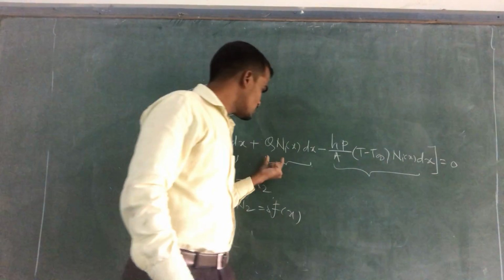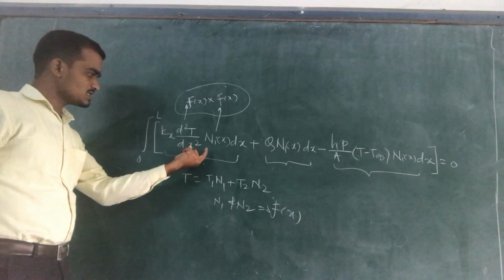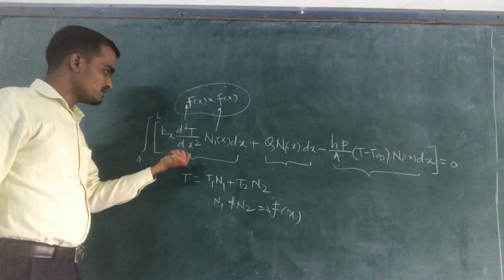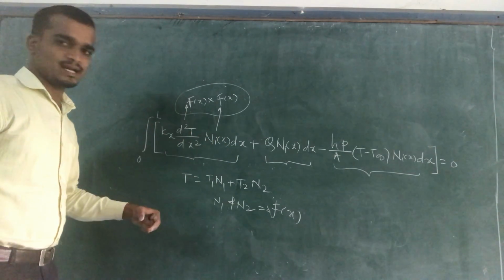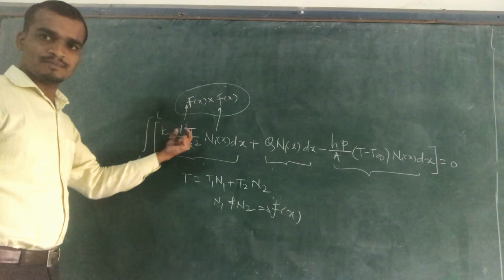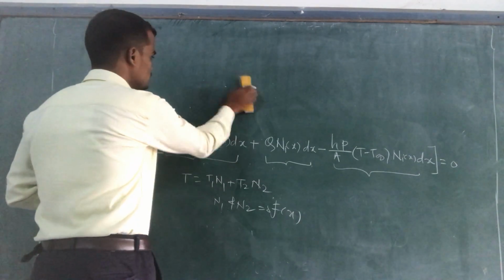So we can solve these two parameters easily, but we need to solve this first term, that is kx d square T by dx square into Ni of x into dx. So by using the by-parts rule of integration we can solve this step. So how to solve this step?